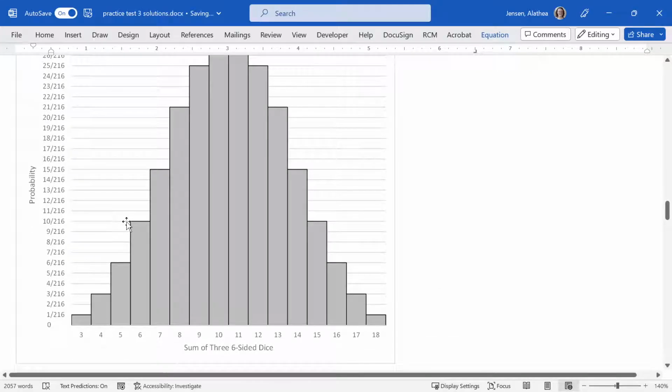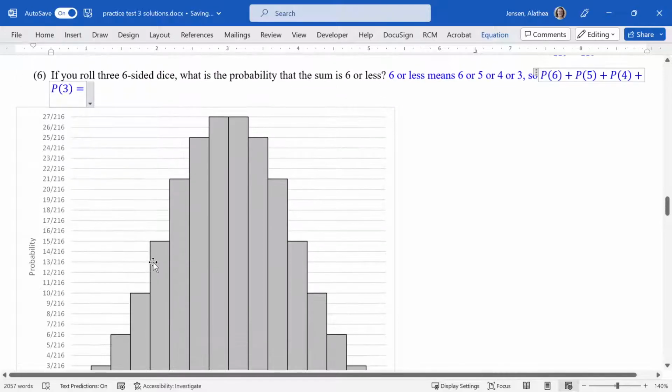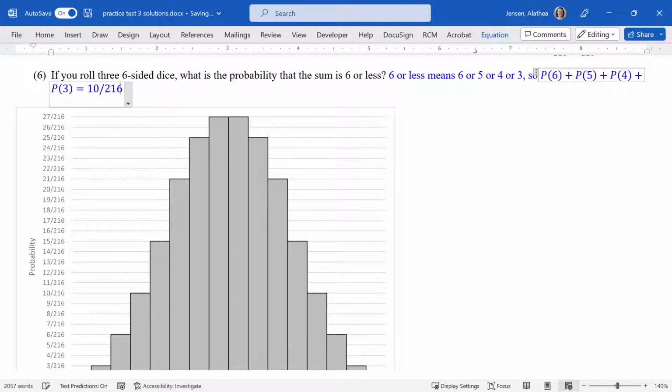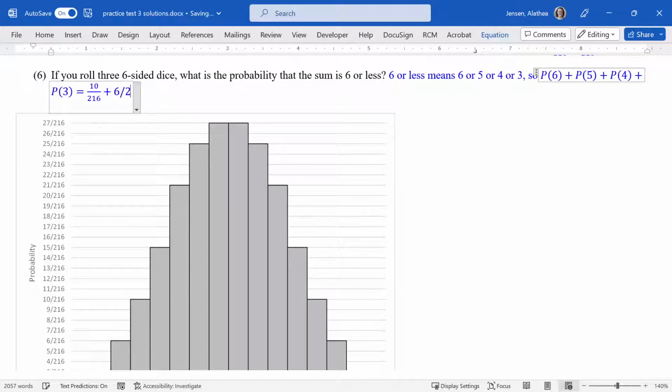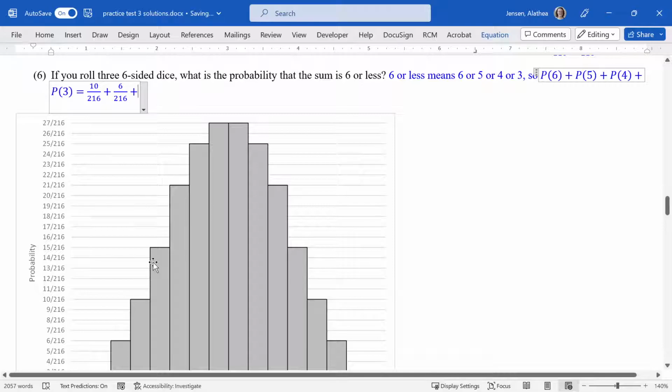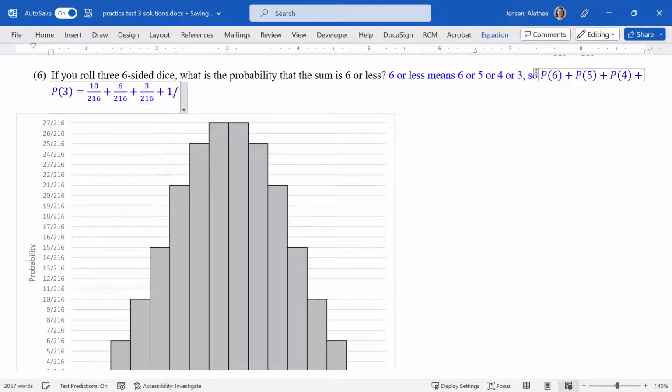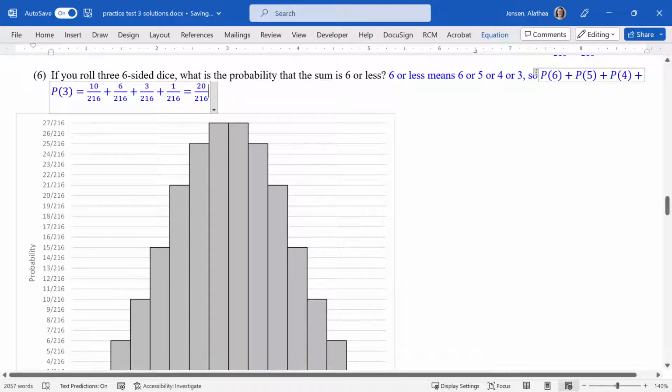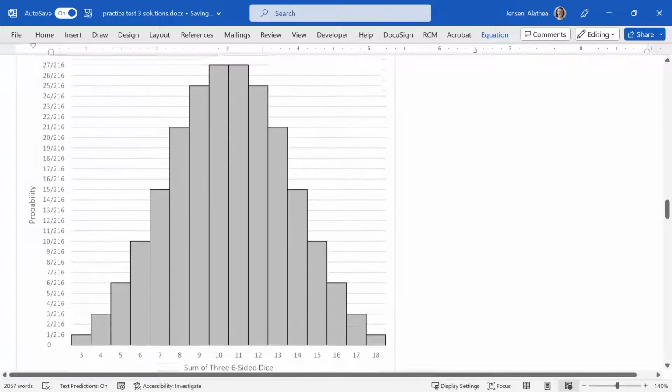And let's see, what are they going to be? So 10, 6, 3, and 1. Looks like 10 out of 216, 6 out of 216, 3 out of 216, and 1 out of 216. Okay, so if we add those up, 10 plus 6, 16, 19, 20. 20 out of 216. All right, so that is this whole section here.